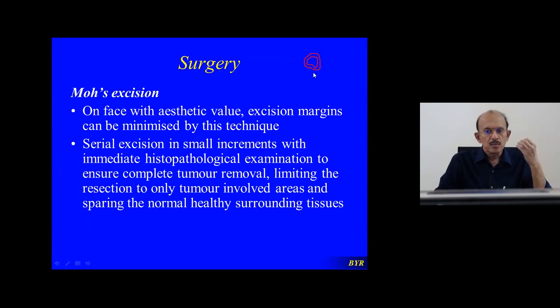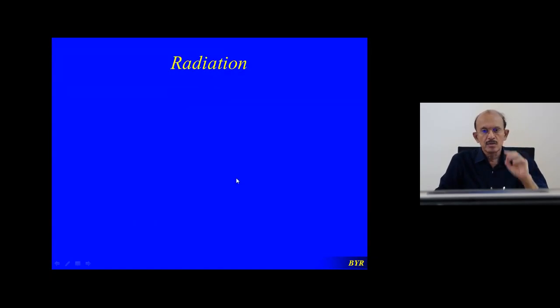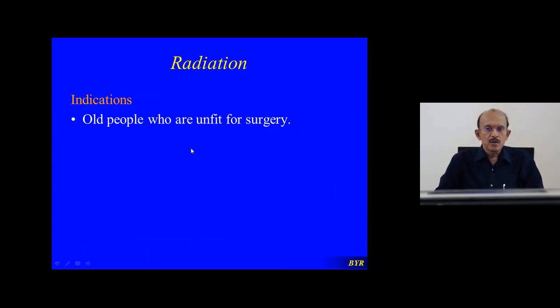Every decimal point of skin is essential here for cosmesis, only for cosmesis, not for any functional purpose. It is time consuming and results are equal to traditional excision. Radiation is for old people who are unfit for surgery and for extensive lesions. So if a very large lesion is there over the face, its removal may involve removal of half of the face. So in that case, you just give radiation.